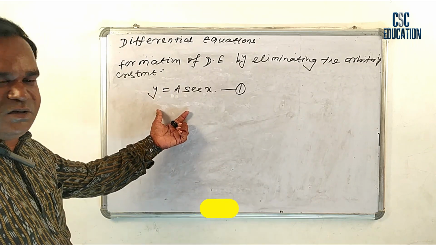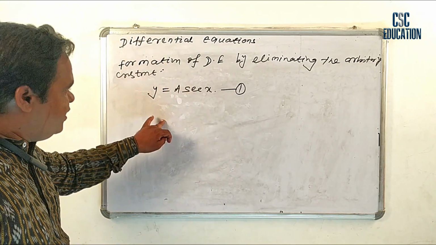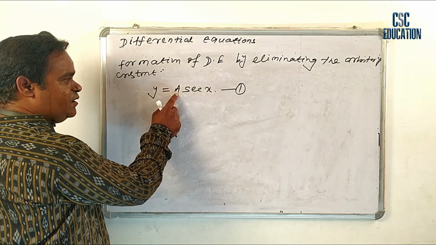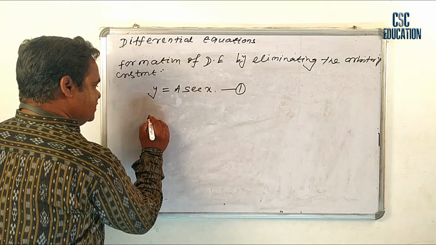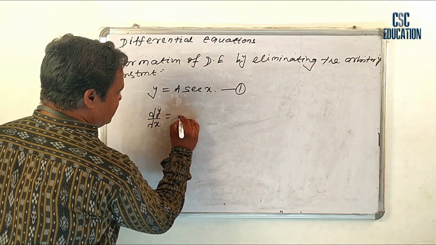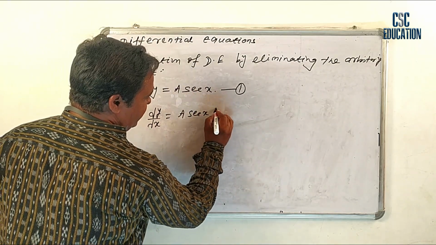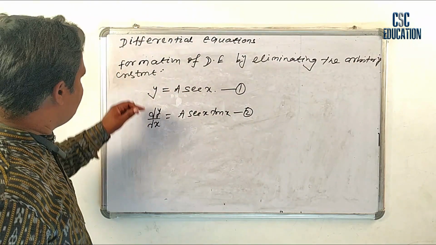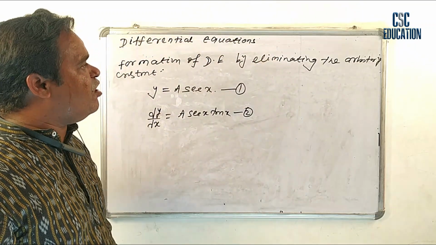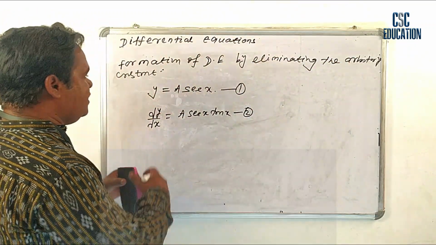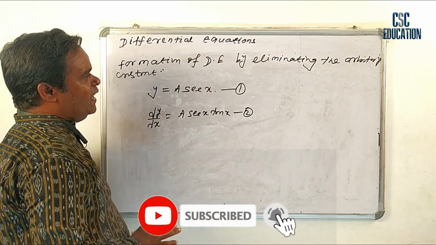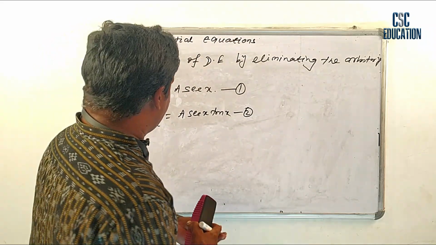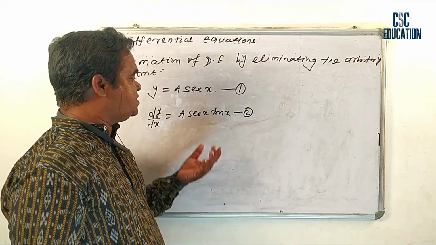Write the given function. Since there is one constant, we differentiate only one time. Y is a function of x, so dy by dx equals a times the derivative of sec x, which is sec x tan x. This is equation 2. Your question is to eliminate the arbitrary constant, so we can operate with all algebra: plus, minus, multiplication, division.